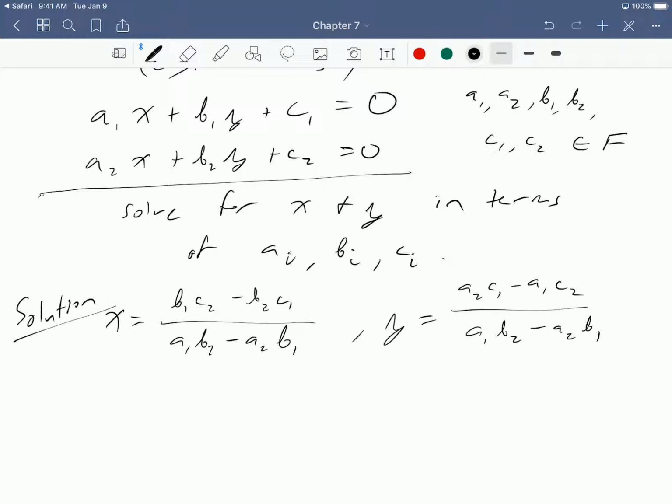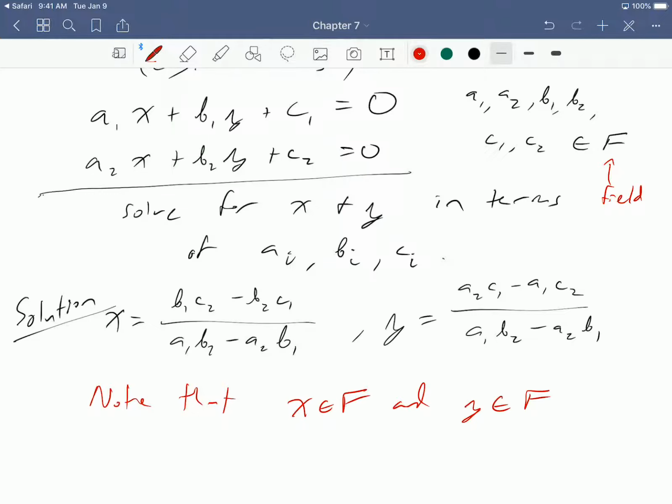And what we want to notice here is that F was a field, right? So all of our coefficients, all the a's and b's and c's, were in a field. And so when we find what x equals and what y equals, fields are closed under addition and subtraction and multiplication and division. So notice that x is in F and y is in F. All we've done is taken those coefficients that maybe are rational and combined them in this way, and what we end up with is another set of rational points.